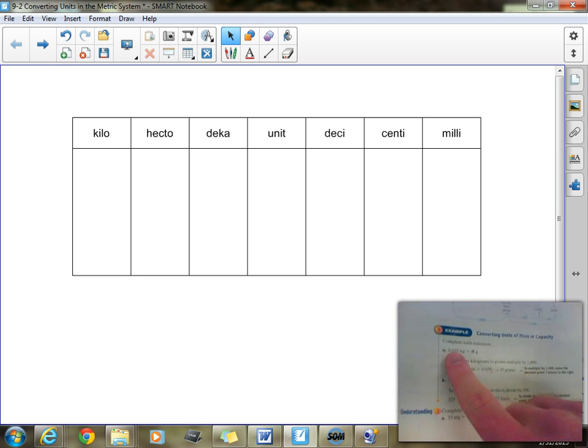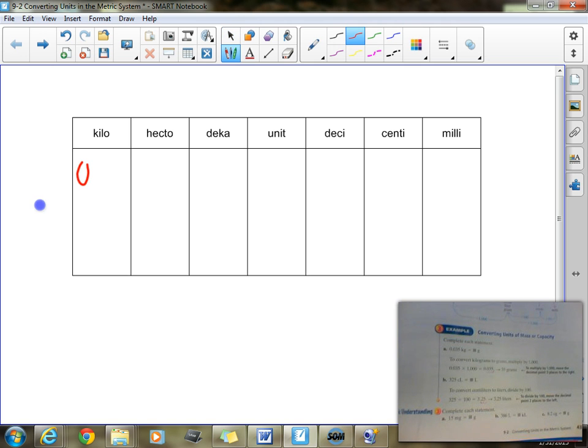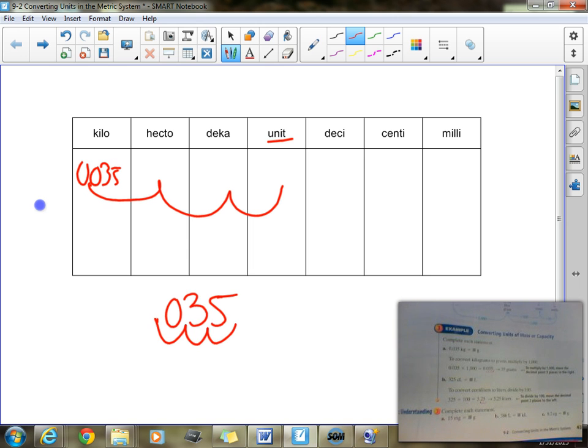So this is on page 437, example 3. It says 0.035 kilograms equals how many grams? So I'm going to put 35 thousandths kilogram, and I'm going to grams. So all I'm going to do is move my decimal place 1, 2, 3 places. So 35 thousandths kilograms is going to equal 35 grams. Simple as that.